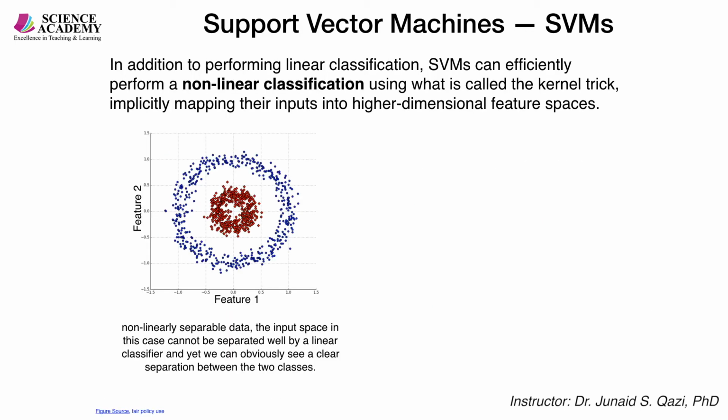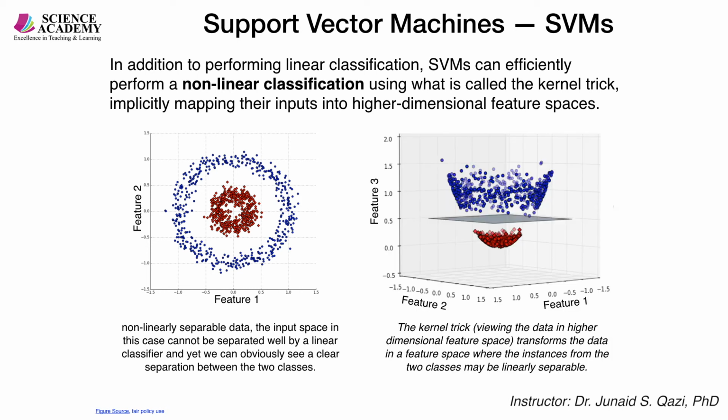SVM is great actually. In addition to performing linear classification, SVM can efficiently perform nonlinear classification using what is called the kernel trick, which is implicitly mapping these features into a higher dimensional feature space. Like in this data set, we can clearly see two separate classes, but we can't use a linear classifier or a simple straight line to separate these two classes. This is where the kernel trick does its job.